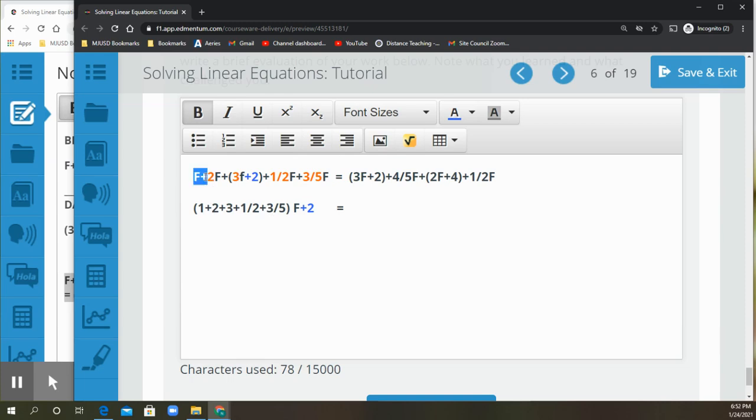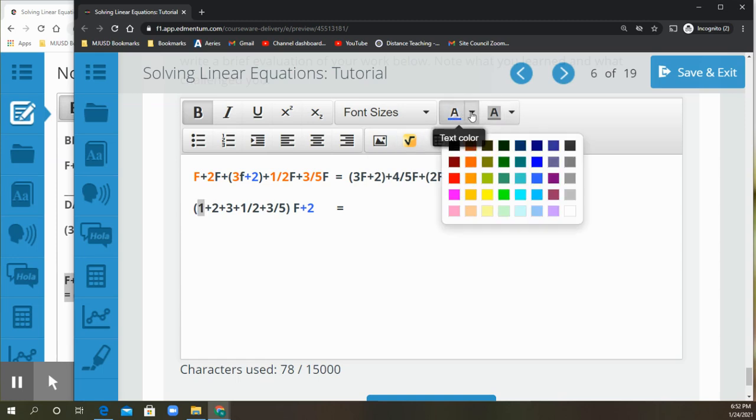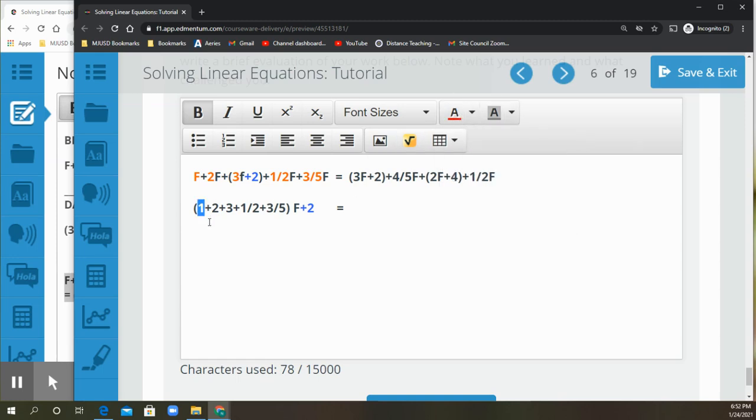So one fish, red fish, two fish, two fish. So this would be red, and this would be red, and this would be red, and this is red, and this is red. See? 1, 2, 3, half, 3/5.